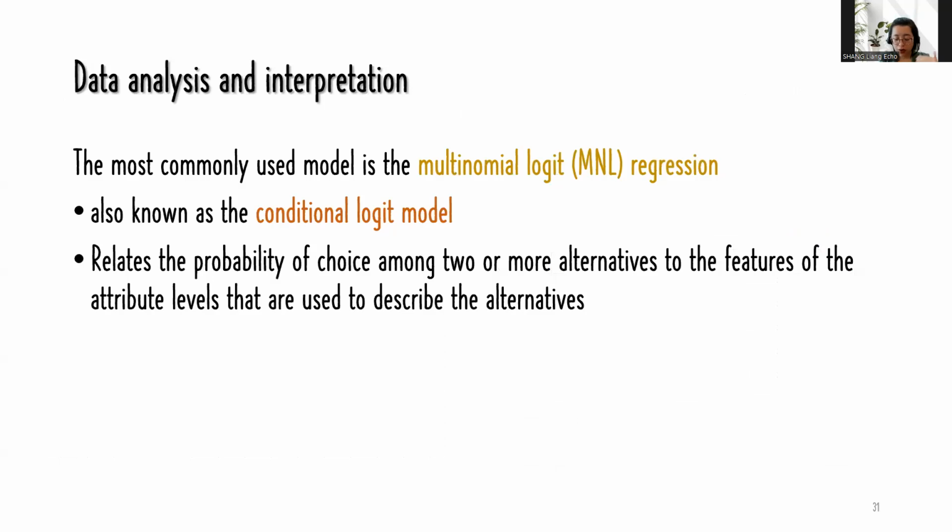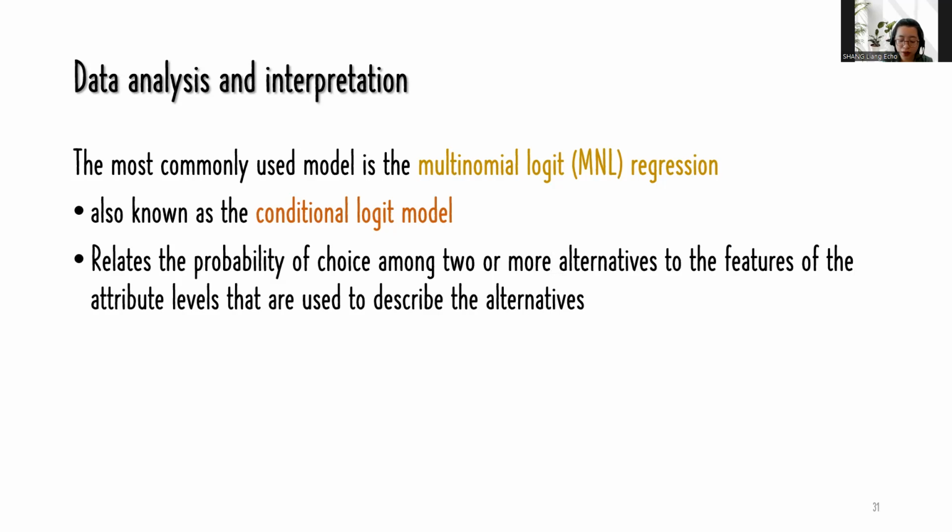So after you get your data set ready in a format that can be recognized and analyzed by R, the next step is to proceed with your data analysis. The most commonly used estimation model in discrete choice experiments is the multinomial logit regression. It's also known as the conditional logit model. This logistic regression is a classification method that generalizes logistic regression to multi-class problems.